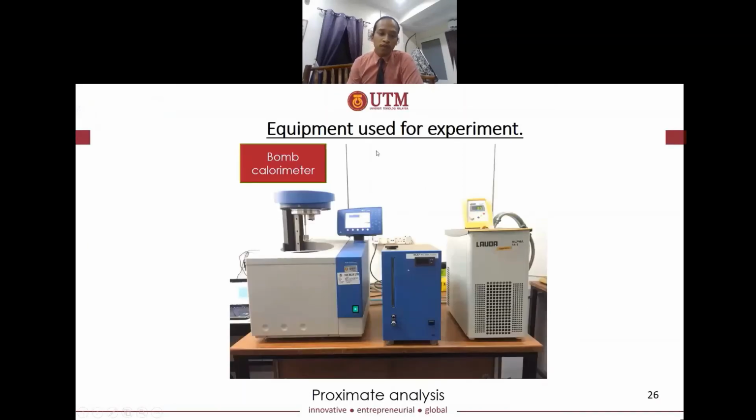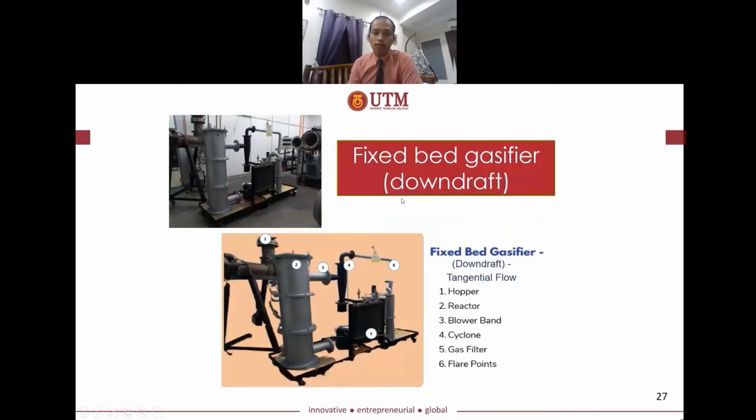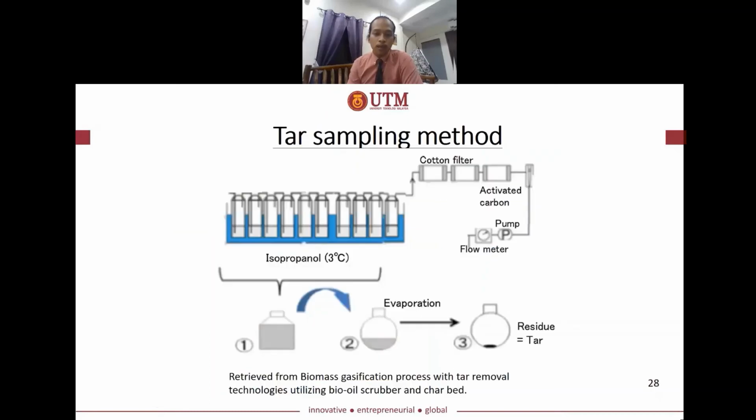Equipment used for the experiment. Bomb calorimeter. Proximate analysis uses this equipment. Fixed bed gasifier, type of downdraft. The figure shows the schematic of the fixed bed gasifier. Tar sampling method. The picture shows the process that we use for the tar sampling method.